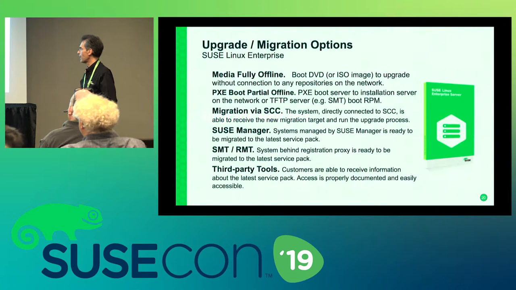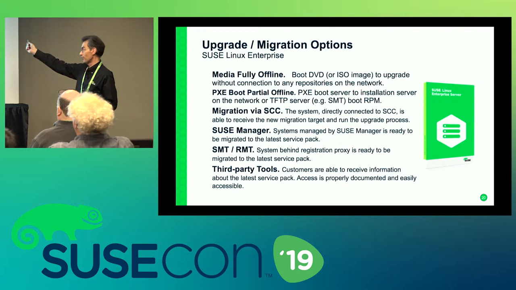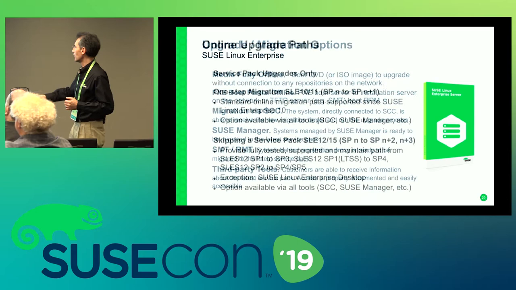Okay, so what kind of upgrade methods do we have? We talked about a few of these already, right? Using media, either locally booted or remote boot, is one of your options, and remote boot being PXE. You can look to get those packages from the SUSE Customer Center. You can use SUSE Manager, SMT, or RMT in order to get those packages for you, and third-party tools as well. It's just kind of a reassertion of everything we talked about before.